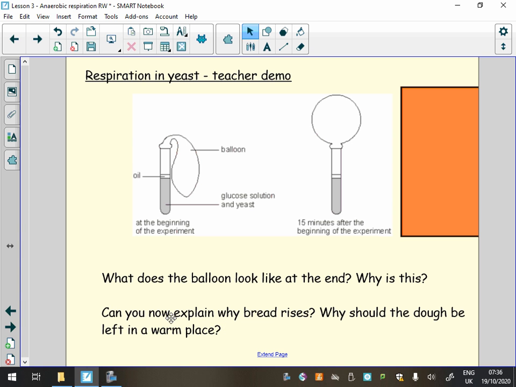So think about it in terms of why bread might rise. When you bake bread, you put it somewhere warm and you leave it to rise so it gets bigger. The reason for that is it's the carbon dioxide being produced, and it lifts the dough of the bread up. If anyone's ever watched Bake Off, that's why the bread rises. And obviously you leave it in a warm place because it helps the yeast work better.